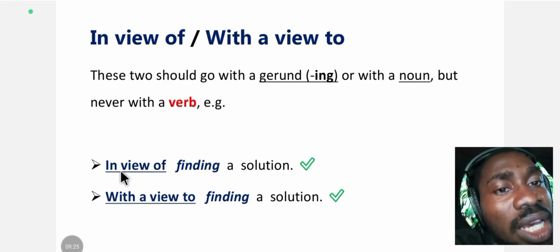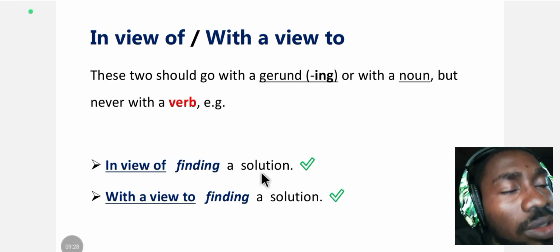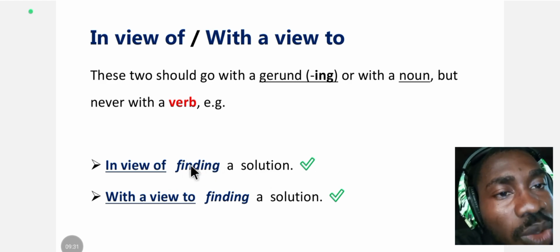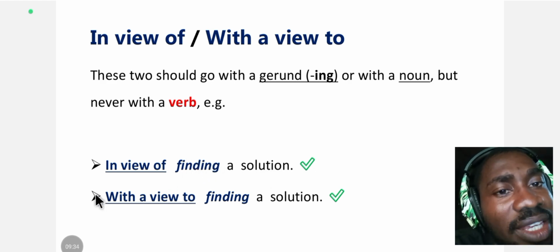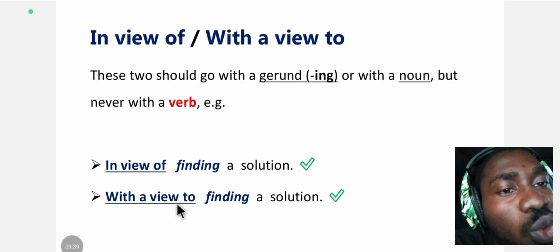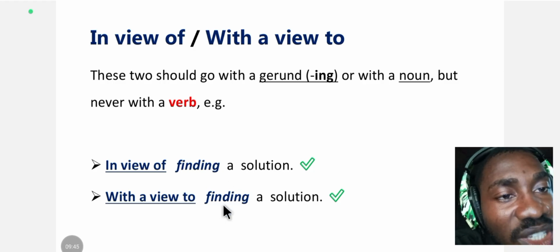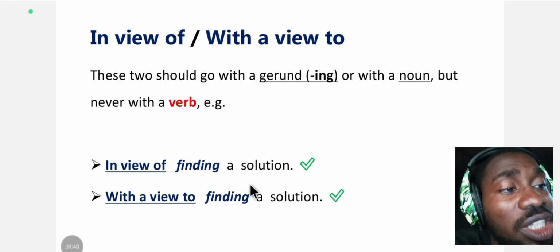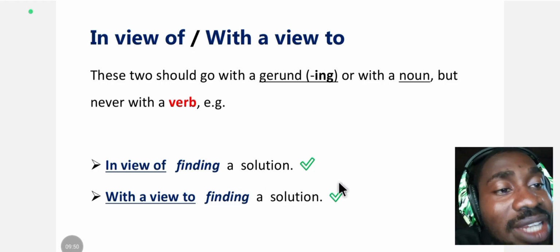Okay. For example, "in view of finding a solution," correct. The "ing" form, which is a gerund, correct. The second one here is "with a view to finding a solution," also correct. "With a view to," that's the other form. "With a view to finding a solution," correct. We still use the gerund here, "ing" form. Remember, it can go with a gerund, it can go with a noun, but never with a verb.